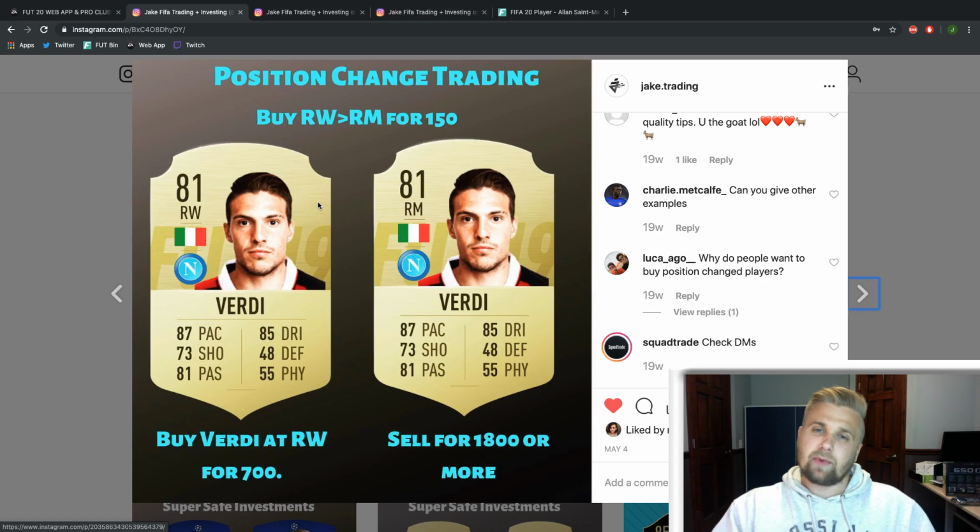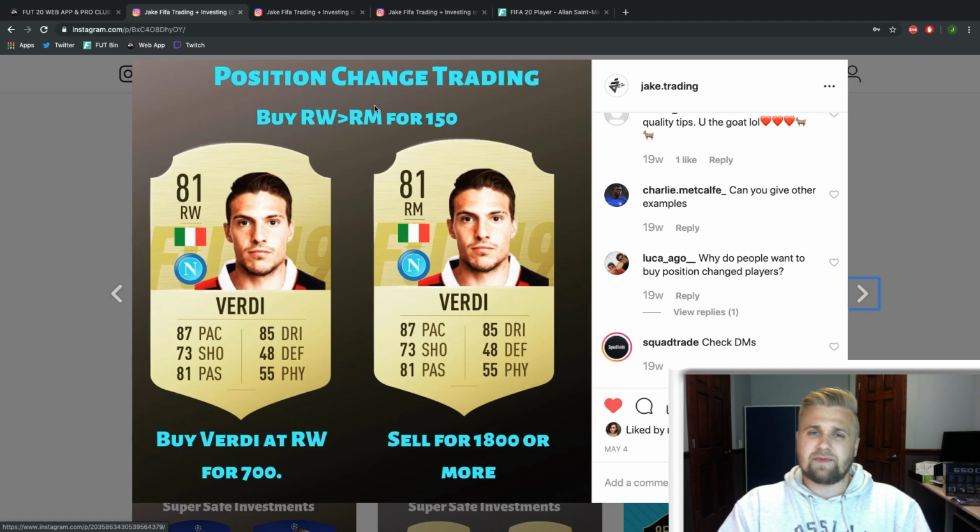So a lot of people were using him in a 4-3-3 for their team, but other times, due to formation and due to chemistry, they needed him as a right mid. The approach that I went for position change trading with him is I would buy his gold card at 700. And he was available fairly often at this point for 700 coins. That wasn't too hard to do. Then I would buy the right wing to right mid position change.